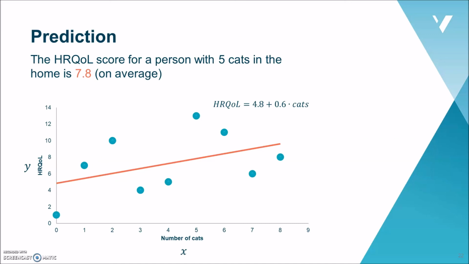Be careful with prediction outside the data range of the x variable. Suppose in this example we have used a quality of life instrument that goes from 1 to 15. If we wanted to predict the quality of life for a person with 20 cats in the home, the score would add up to 16.8 when using the regression model. However, this number is higher than what we can measure from the instrument. In other words, the prediction outside the data range here would be invalid.